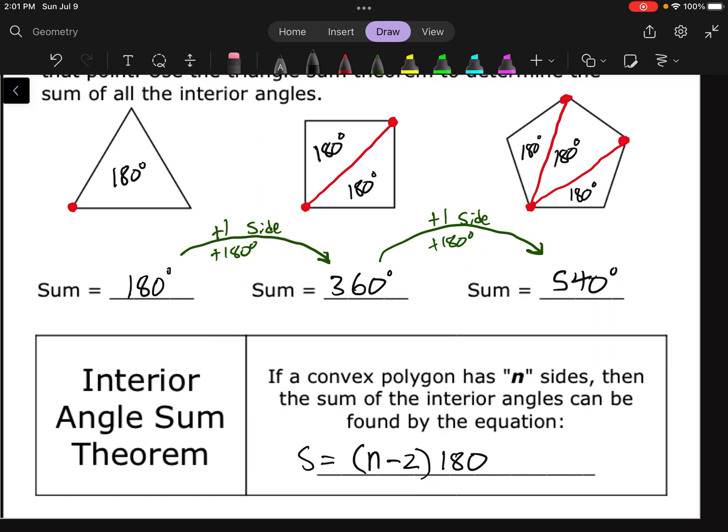So what is this even referring to? Well, this n minus 2 business right there, that is the number of triangles that can be formed inside of our shape.